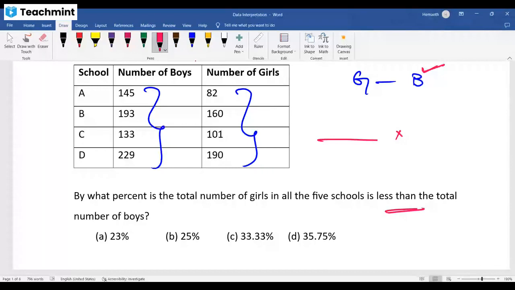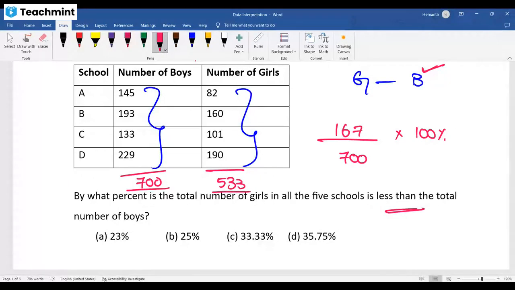So, what is the total number of boys? 700, exactly. Girls, 533. So we have 167 less with respect to boys only. The denominator should be boys, so your girls are compared with boys.